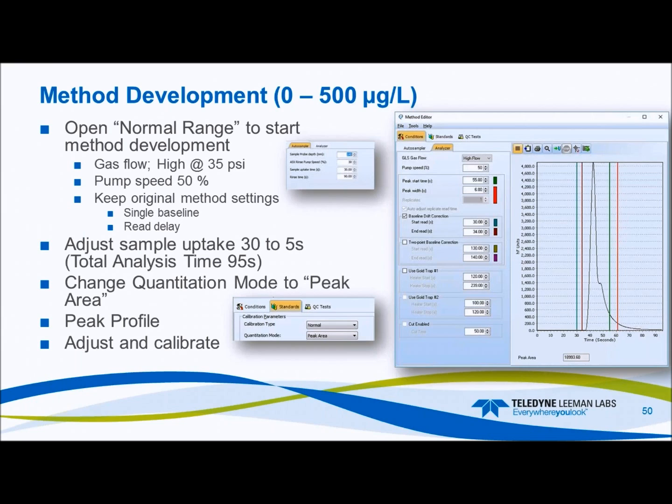So I'm going to open up the normal range because I know that is under high flow, 35 psi. Pump rate is set at 50% and so forth. My uptake, I'm going to reduce from 30 to 5 seconds. So my total analysis time is going to be 95 seconds. I'm going to take my peak mode and change it from peak height to peak area. I want to peak profile and adjust and calibrate. So over here are those standard settings. I just left them the same. So here's the integration point, but it's still changed to peak area.